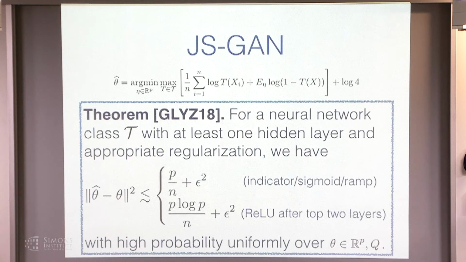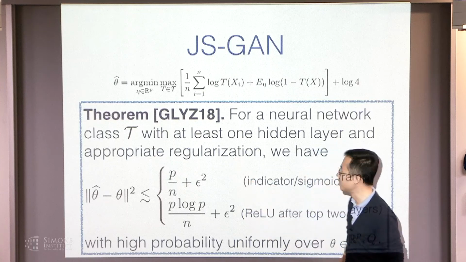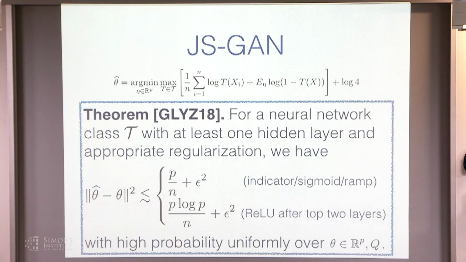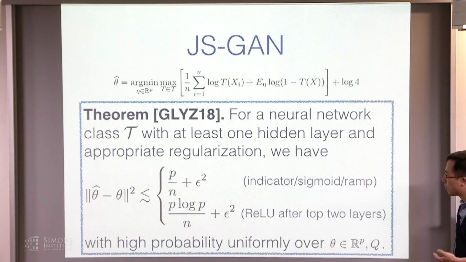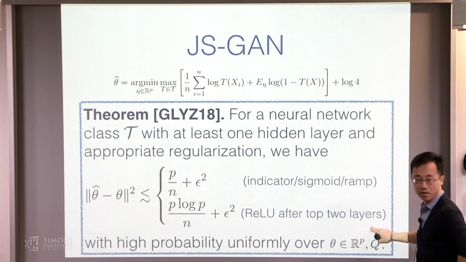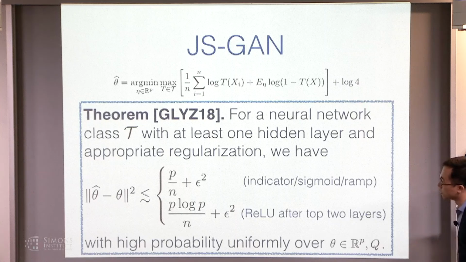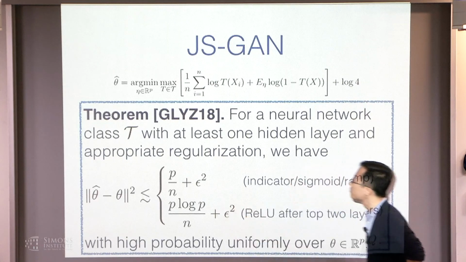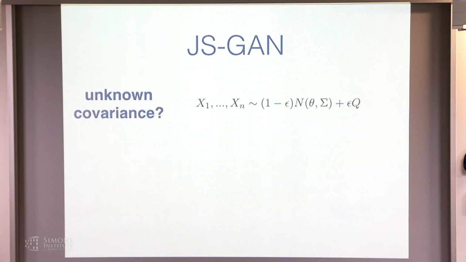So for a neural network with at least one hidden layer and a proper regularization, as you just asked, we have the following rates of convergence. If you use those bounded activation functions, things will get a bit easier because it is bounded. If you want to use ReLU, you can only use that after the top two layers because it's not bounded. But anyway, the rates are almost optimal, except here we have log p. Okay, so that's for mean estimation using neural nets.